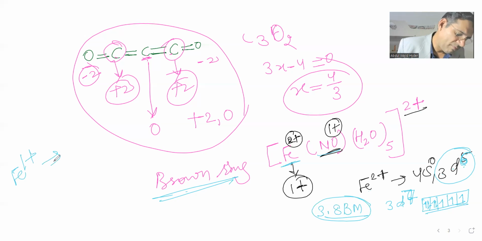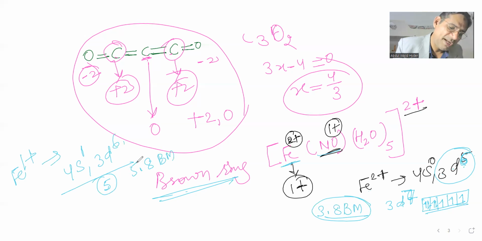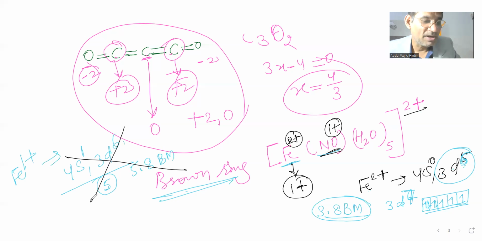If we write Fe1 plus directly, then the electronic configuration you will get will be 4s1 3d6, and from this point of view it will have 5 unpaired electrons and the magnetic moment will be 5.8 BM, but it is not so. It is not having 5.8 BM magnetic moment. It is having 4s0 3d7. So I have explained you this.